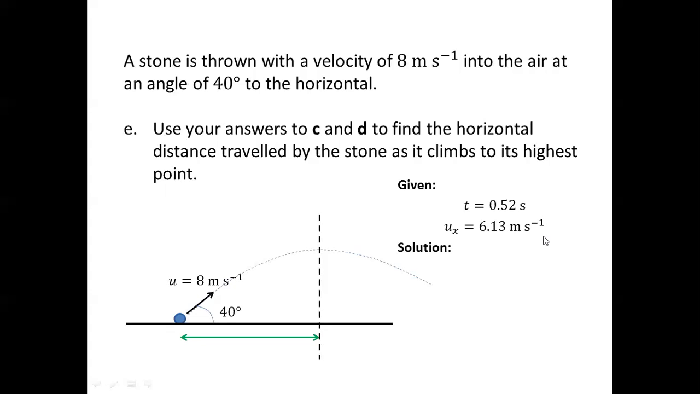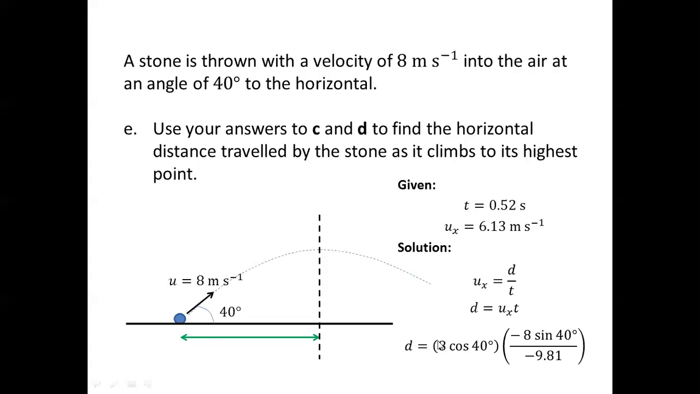Remember that in the horizontal component of projectile motion, there is no acceleration, because the only acceleration that acts on the object is along the vertical, which is the acceleration due to gravity. Which means to solve for the horizontal distance, we can simply use this equation, which is speed is equal to distance over time. Solving for distance, we have this.